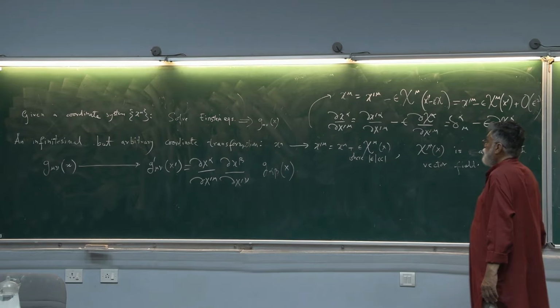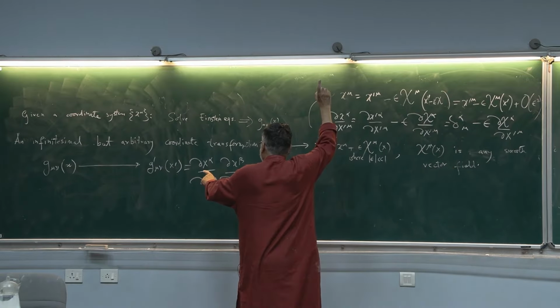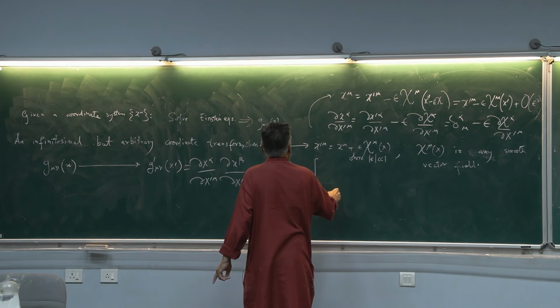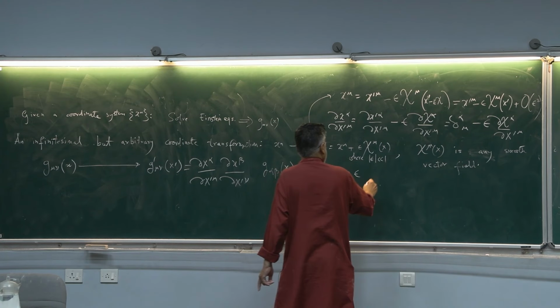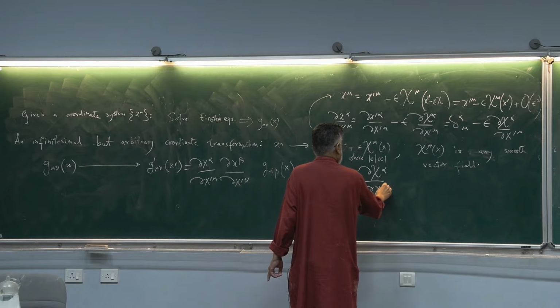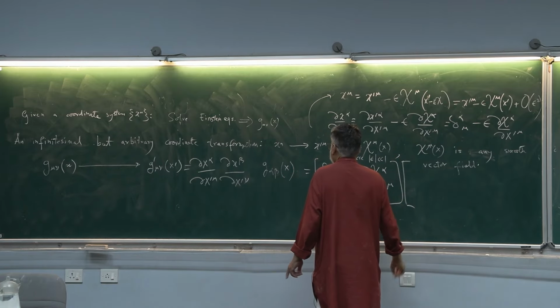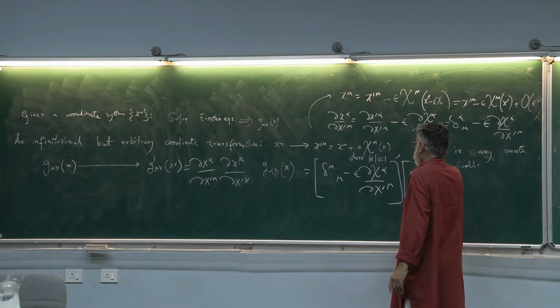Okay. So therefore, I know that g prime^mu nu as a function of the new coordinates x prime is the same as delta alpha mu multiplied by delta alpha beta mu, del x^beta by del x^nu minus epsilon.